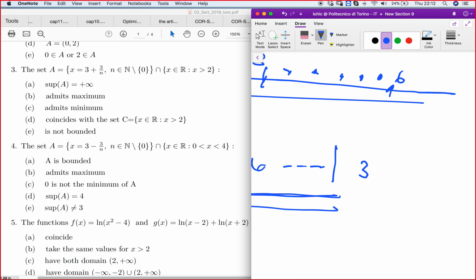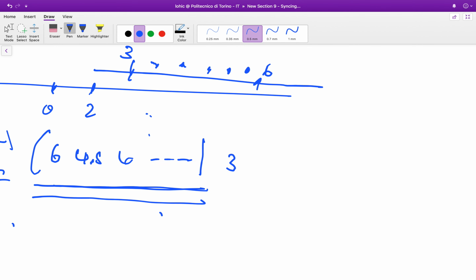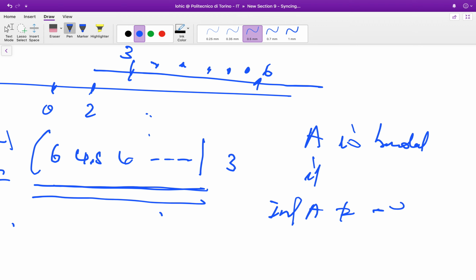Does it coincide with the set? No, it's not this set. We said that it is the other part, not this part, right? Is it bounded? It's not bounded. What does it mean that the set is bounded? When you have the infimum and the supremum, we say that A is bounded if the infimum of A is not minus infinity and the supremum of A is not plus infinity.